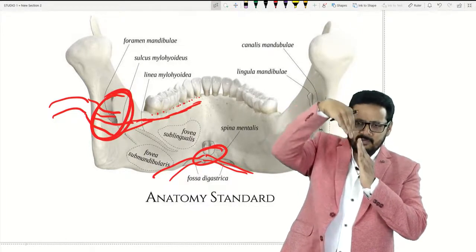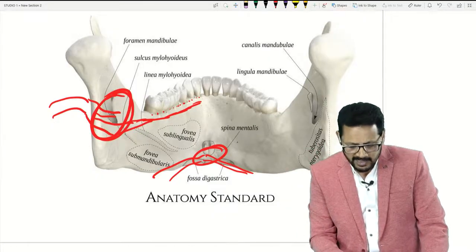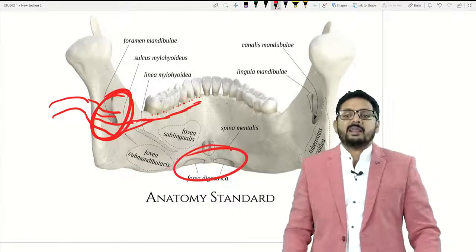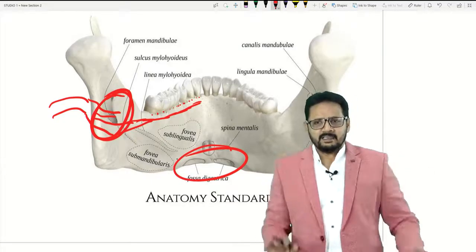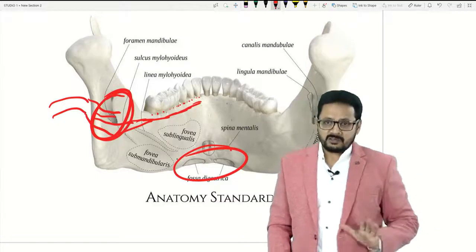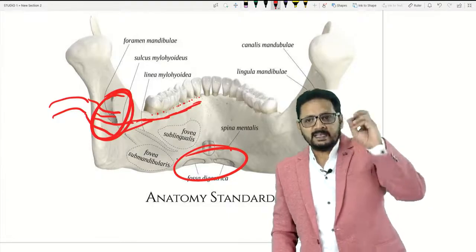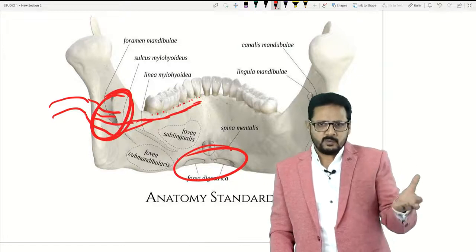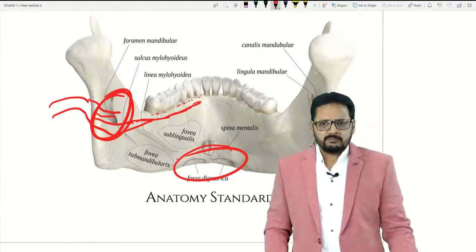Because if you drill lingually, the chances that you might damage the lingual artery are high. Now, let us say accidentally, I am not scaring you. I will give you a scenario, and I will give you a solution also, so don't worry. Nobody does it intentionally, so accidentally you damage the lingual artery.